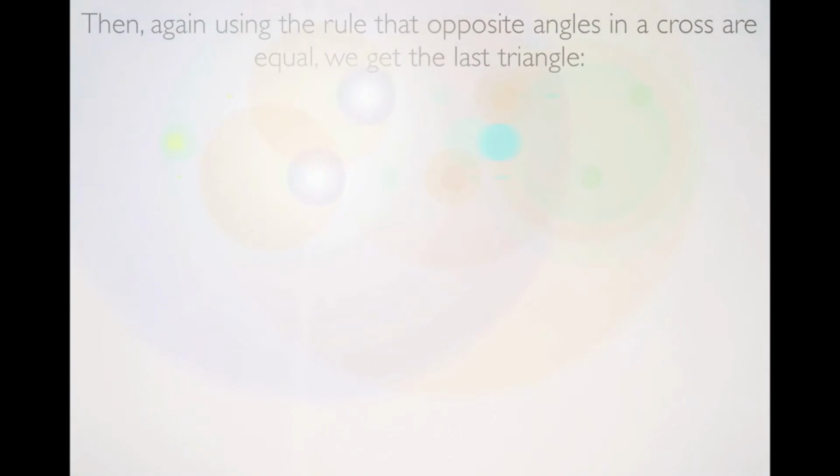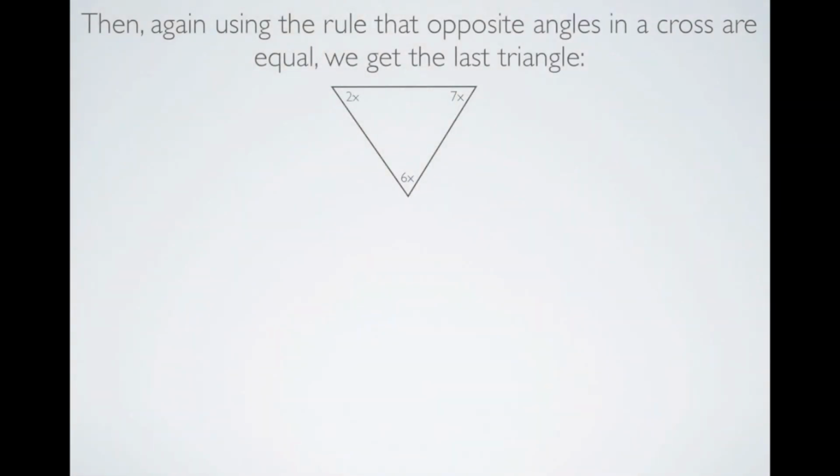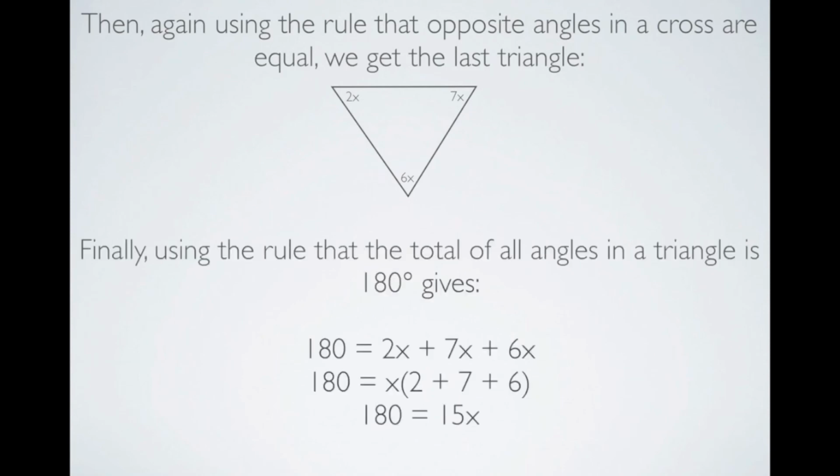Then, again using the rule that opposite angles on a cross are equal, we can amend the last triangle using the 2x from before. Then, using a final application of the sum of the angles rule, we get that 180 equals 2x plus 7x plus 6x. Taking a factor of x, we get that 180 equals x times 2 plus 7 plus 6, which is just 15x. So if we divide both sides by 15, we get that x equals 12. So the final result that we get is 12.